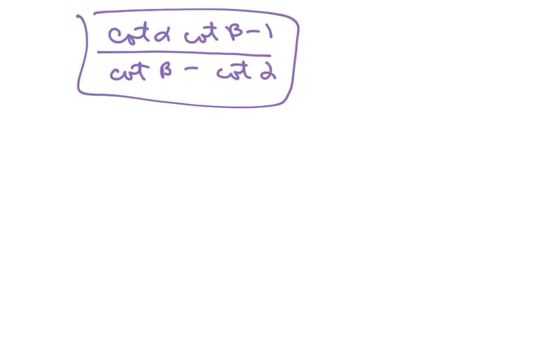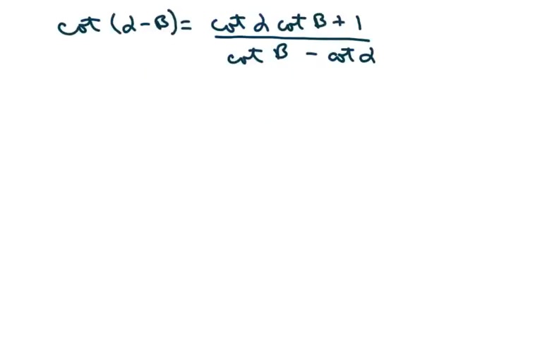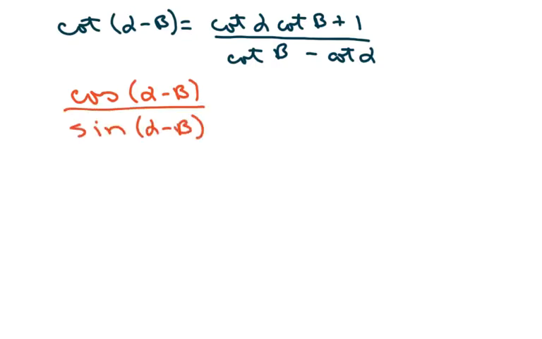Now, let me look at the next one. Let me make sure I wrote it down right. So, cotan of alpha minus beta minus, okay, I have this one written down right. So we're going to do the same thing here. And this one should come out nicer. So we have cosine of alpha minus beta over sine of alpha minus beta. Now just fill that out. I'm going to do this right this time.